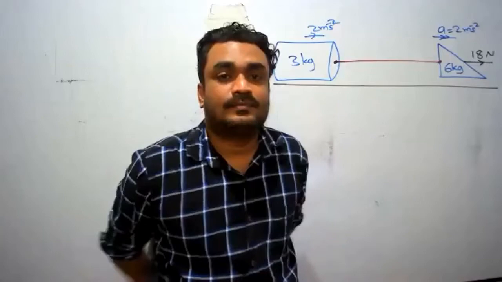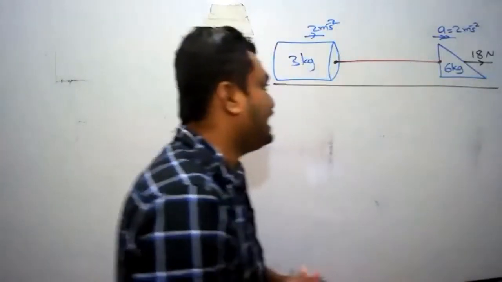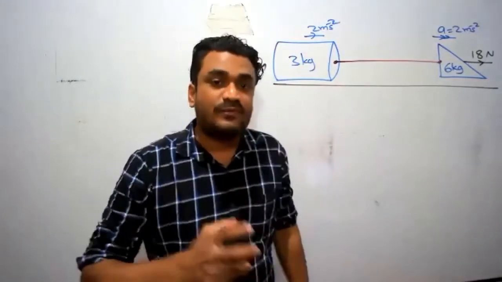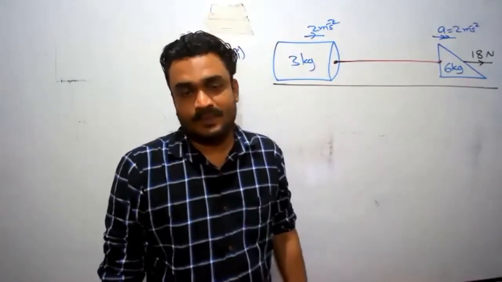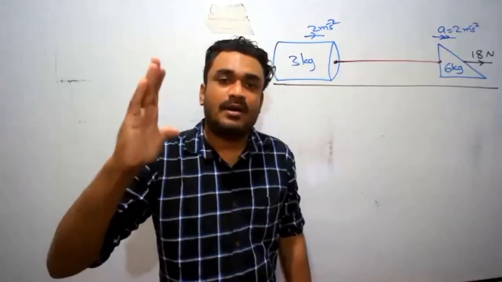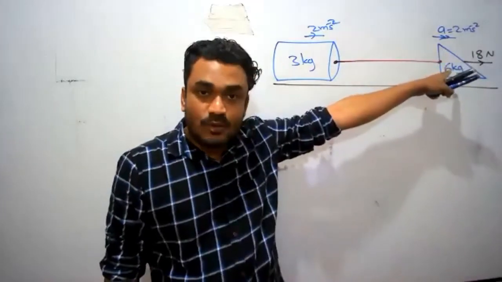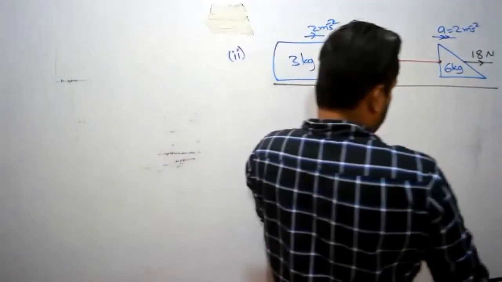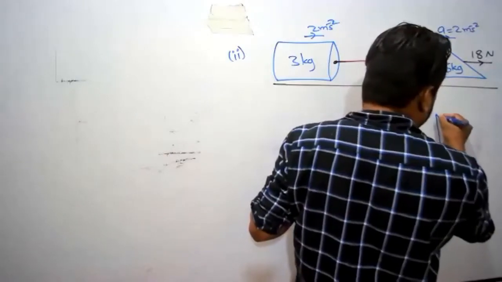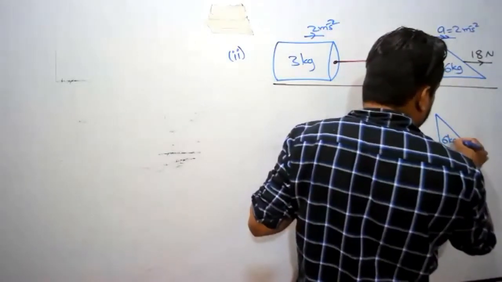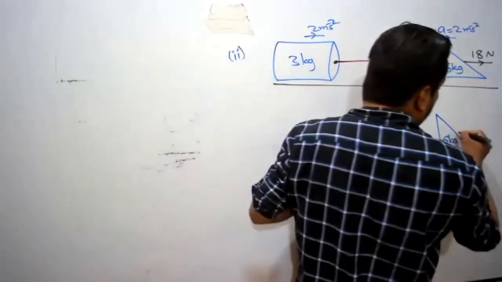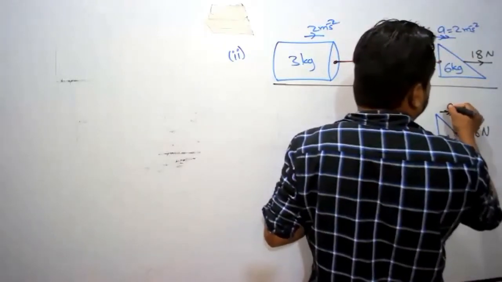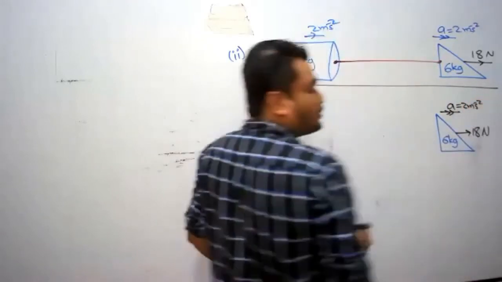Because of the 18 Newton force. Very good. So there must be a force for any object to be moved. This 6 kg object is moving into the right hand side because of the 18 Newton force. So if I draw this 6 kg object, it is moving into the right hand side because of this 18 Newton force, with an acceleration of 2 meters per square second.